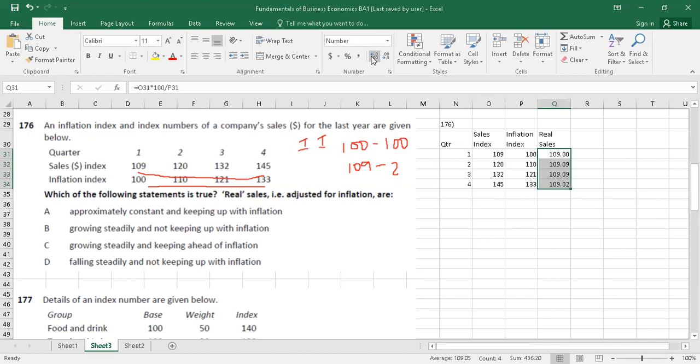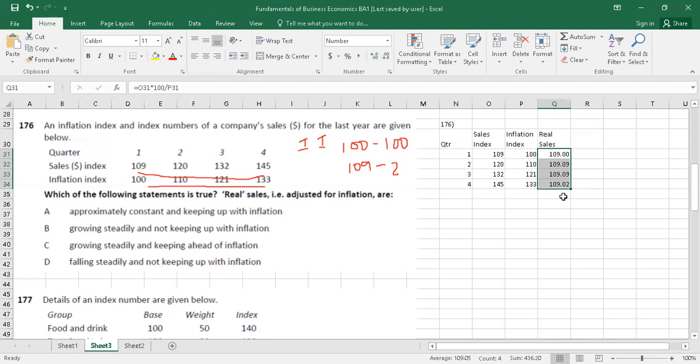Which of the following statements is true? Real sales that are adjusted for inflation, what is the scenario? When we look at the calculated value, almost all 4 quarters, the real sales keep on track with the inflation index. It should be 109, but the actual sales are growing more than the inflation index. So if the inflation index is taken as the base, the real sales should have been 109, but we don't see the real sales to be 109.